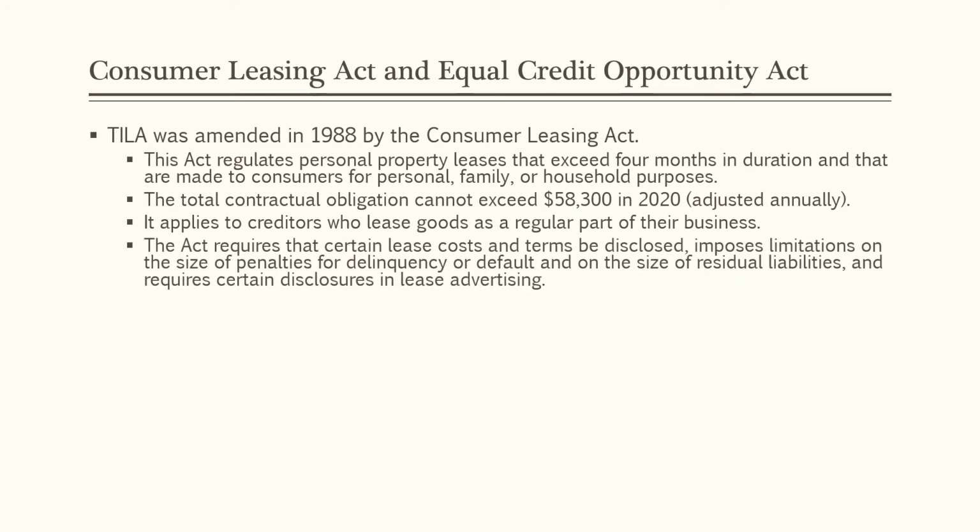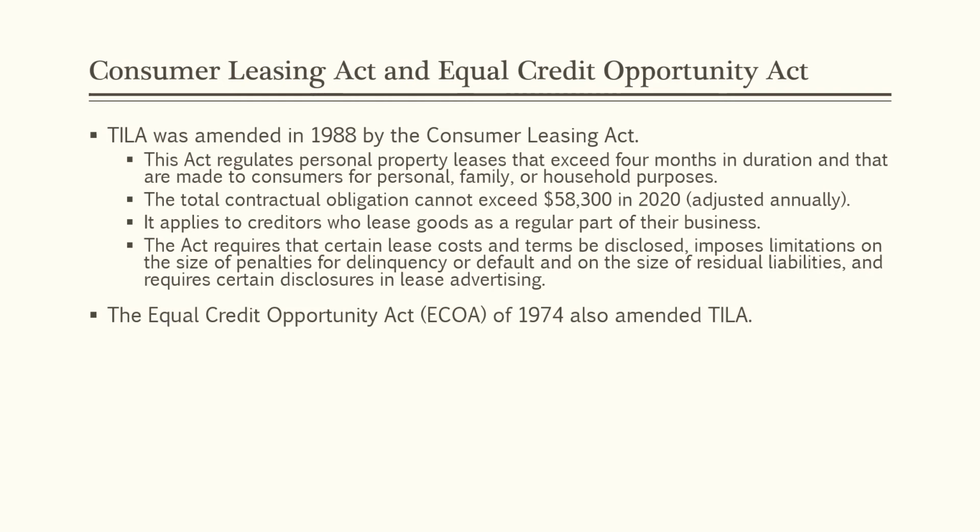The Act requires that certain lease costs and terms be disclosed. It imposes limitations on the size of penalties for delinquency or default and on the size of residual liabilities, and requires certain disclosures in lease advertising. Then there's the Equal Credit Opportunity Act of 1974, which also amended TILA. It was passed by Congress to address discrimination in lending.